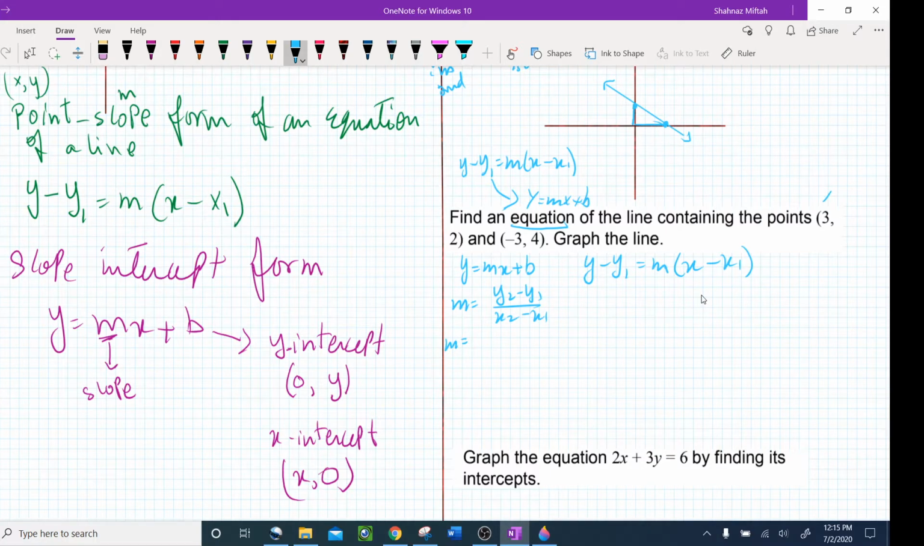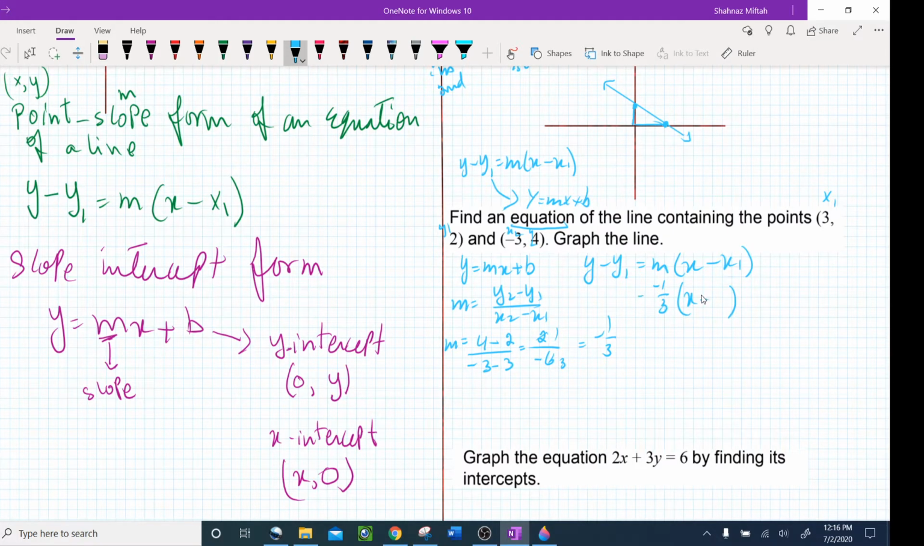So I'll label them x1, y1, x2, and y2. My y2 is 4. My y1 is 2. My x2 is negative 3, and my x1 is 3. So this is 4 subtract 2 is 2, and that's negative 6. So simplify this. Always simplify the slope, negative 1/3. So what is my slope? It's negative 1/3.